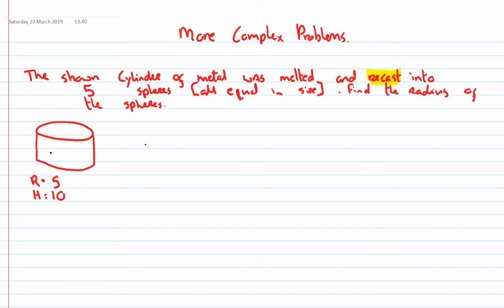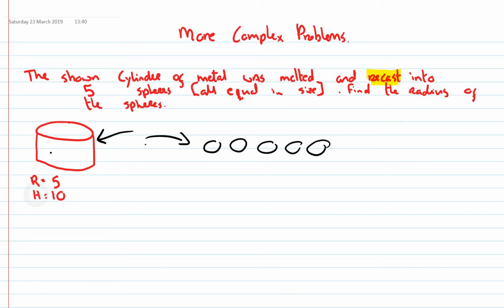So if we look at this, we have a cylinder, it's metal, it's melted down, it's recast into 5 spheres, all equal size. Find the radius of the spheres. Now what we have to remember is, if we melt this down and change it into 5 spheres, its volume doesn't change, the amount of stuff in it doesn't change. Therefore, I can let the two formulae equal each other.